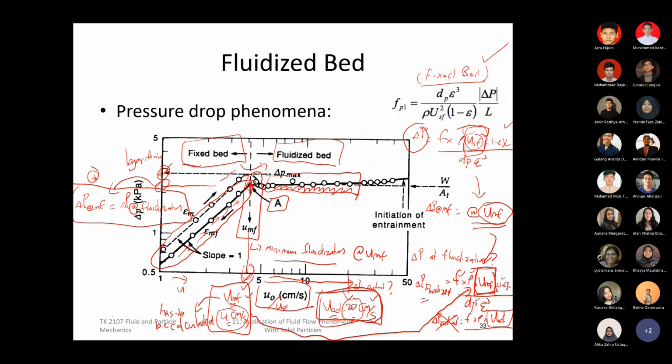condition. Okay, why? Because we observe that starting from the minimum fluidization, the pressure drop actually will not change even though we keep increasing the velocity. Any question? No?